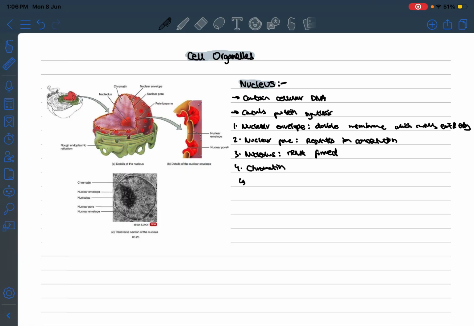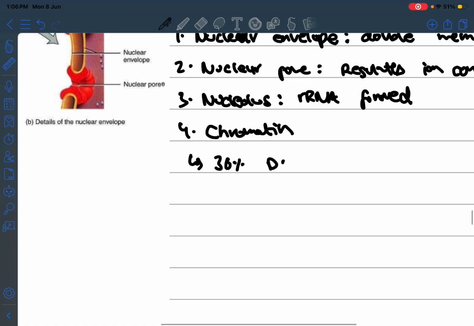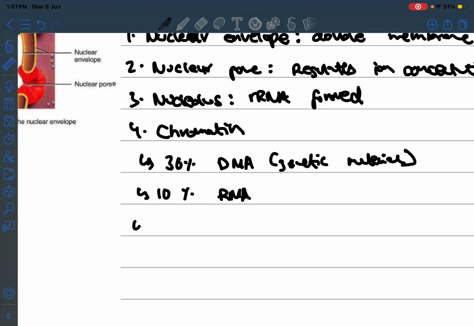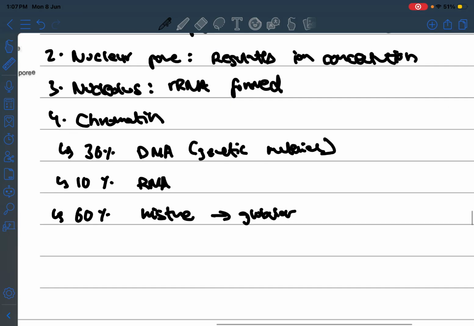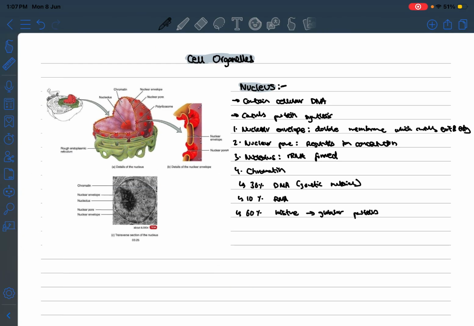One other thing to note before we move on to mitochondria is that the chromatin actually has only about 30% DNA. So you may be wondering what the other 70% is made up of. DNA is just the genetic material that we have, right? Of the other 70%, about 10% is made up of RNA, and the other 60% is made up of histones, which are globular proteins which associate themselves with DNA, and their main function is to allow for modifications and gene control and expression. On to the mitochondria.